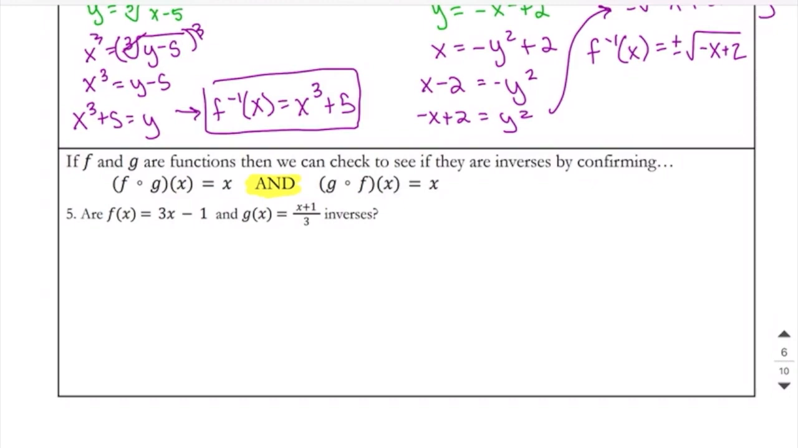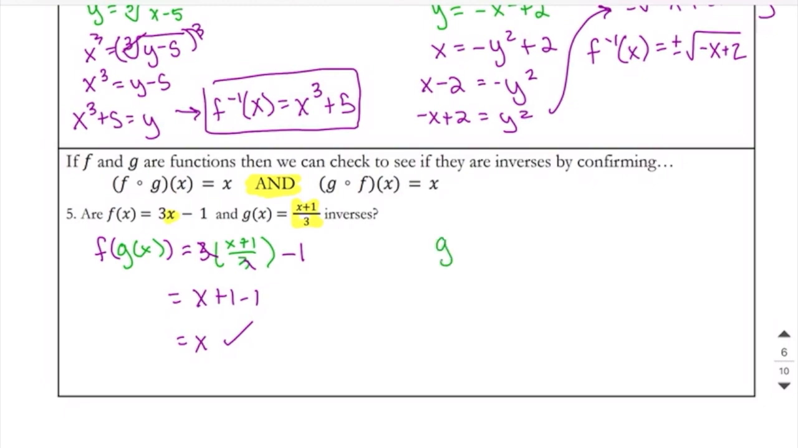So here I'm going to start with f of g of x, which means I'm going to have 3 times that whole thing, x plus 1 over 3, and then I have the minus 1 out behind. So what just happened there was this went in for this. And we end up with these 3's canceling, and we get x plus 1 minus 1, which is just x, which is what we wanted. Because that one is x, we need to check the other direction.